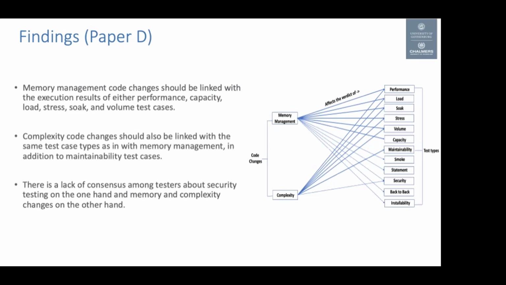So the findings from this study showed that memory management changes, for example, lines that contain words like new, delete, or malloc, should be tested with performance, capacity, load, stress, soak, and volume tests. Similarly, the second finding suggests that complexity code changes, for example, changes that contain nested loops, should also be tested with the same test case types as memory management, in addition to maintainability tests. And the final finding was that there was a lack of consensus between testers about the relationship between memory management and complexity code changes on the one hand, and security tests on the other hand.